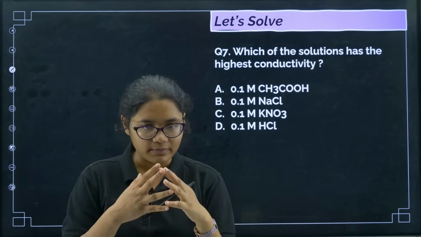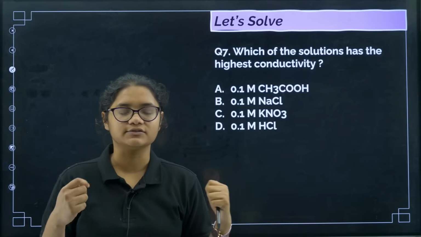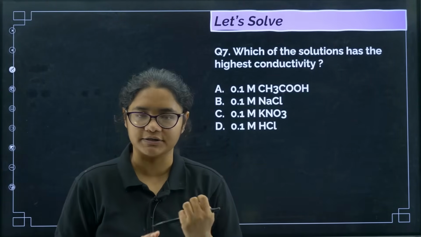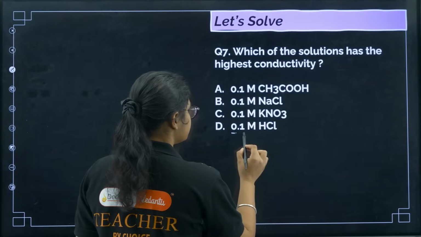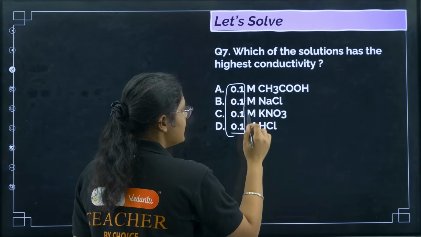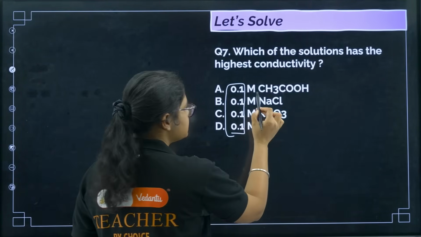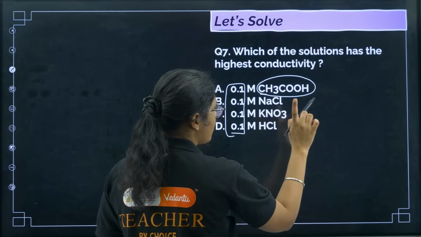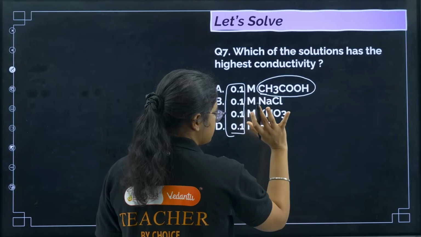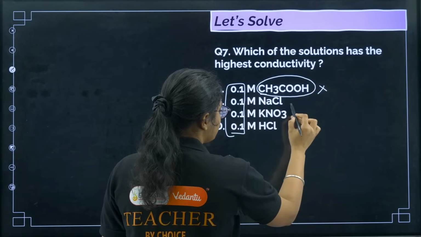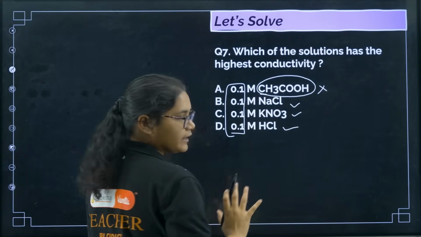Now here is the question: which of the solutions has the highest conductivity? We have discussed so many factors regarding conductivity: the solvent, solution, concentration. Concentration is almost the same for all. Now, type of electrolyte: this is a weak electrolyte because it will not undergo complete dissociation, so we can eliminate it. Now these other three are strong electrolytes.